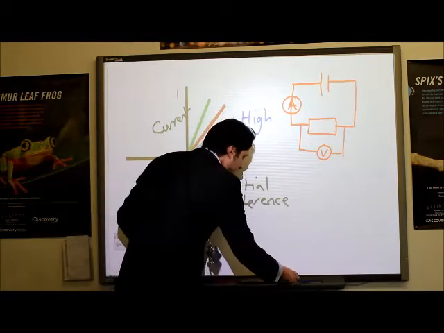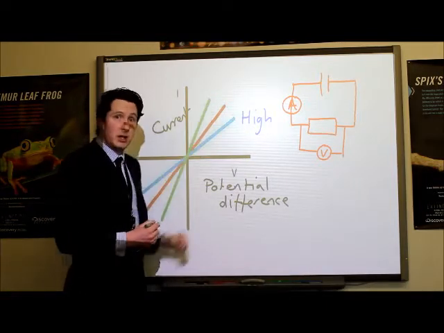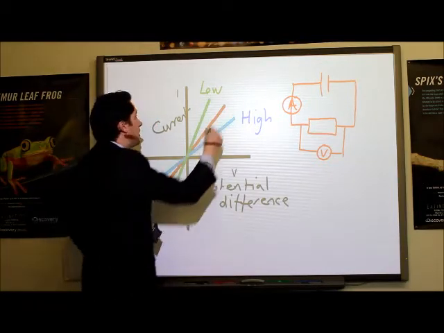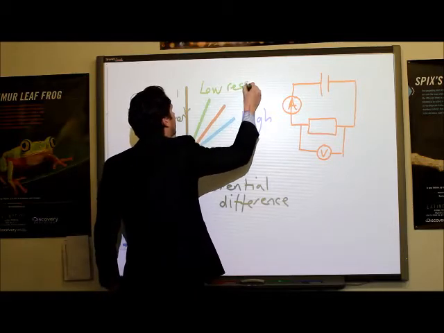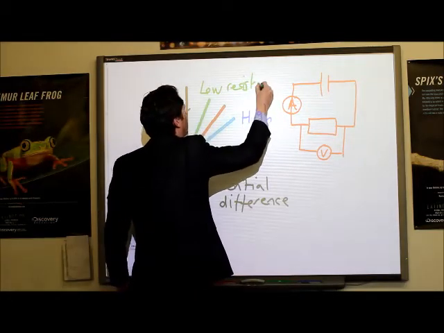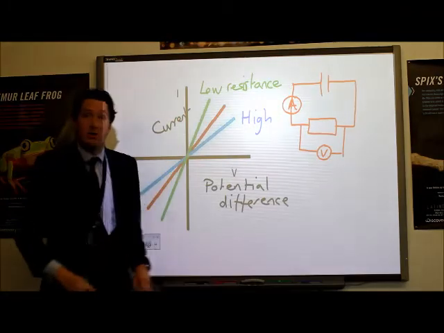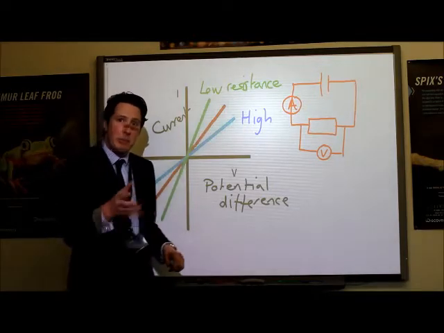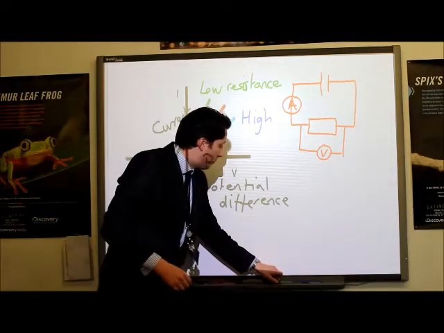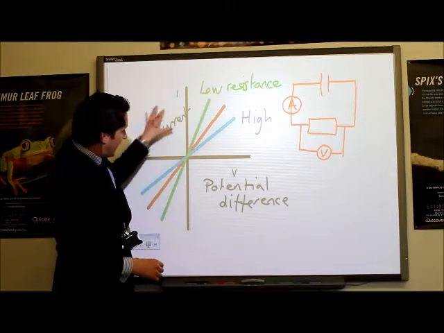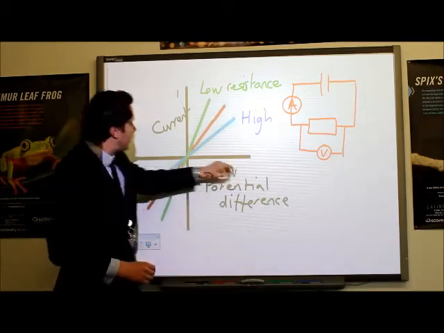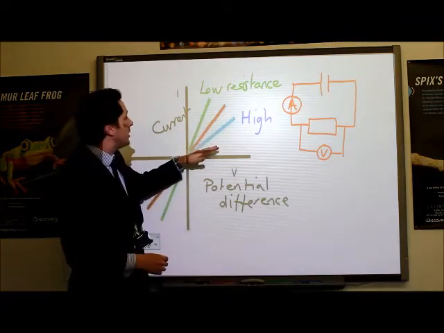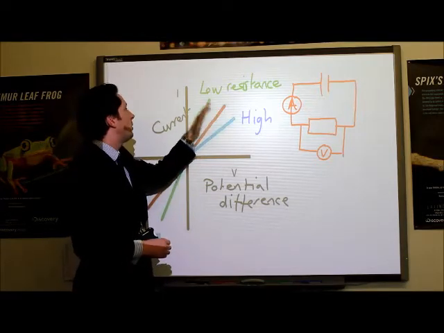Whereas the green line has a low resistance, hence the line is really steep. So the resistance of that one is low. That's a great S there, not very good at writing on this board. So we've got a really steep line for low resistance, and a shallow line for high resistance. It's a bit backwards to what you might normally anticipate. So that type of graph shows us potential difference on the bottom, current along the side, and it shows different resistors with different levels of resistance: high, middle, low.